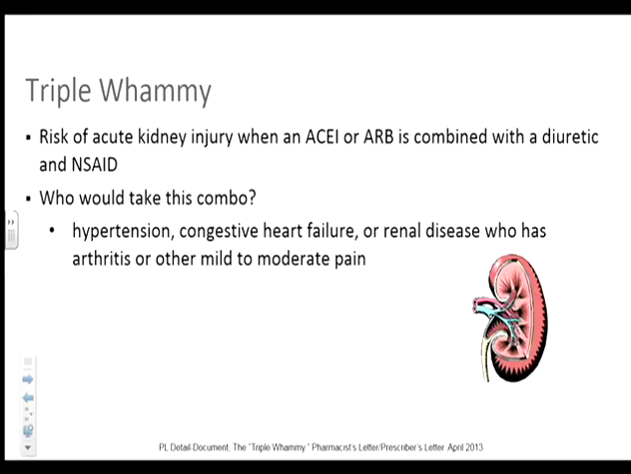So who would ever take this triple combo? Well, someone who has high blood pressure, someone who has heart failure, or maybe renal disease, and who also has arthritis or mild to moderate pain. And generally, as older adults age, they experience arthritis or aches and pains and often need something to treat that mild pain.